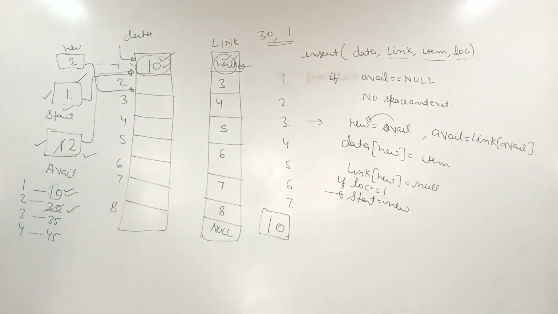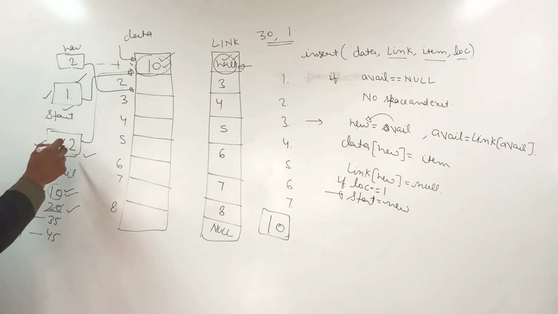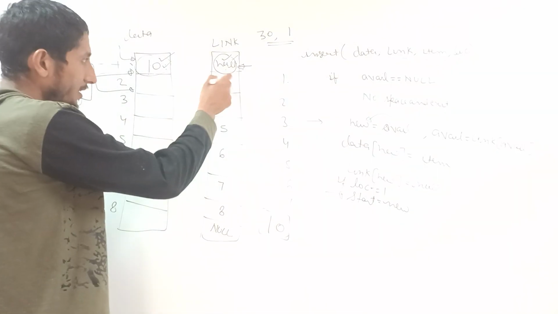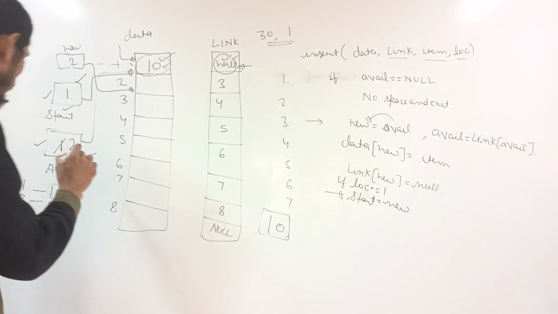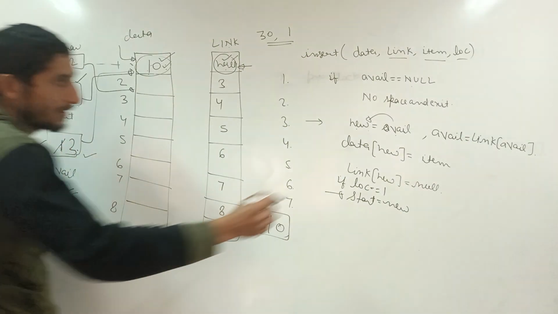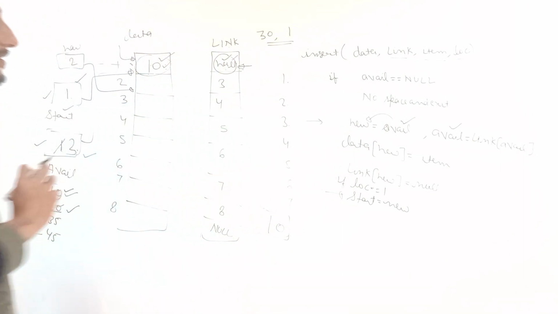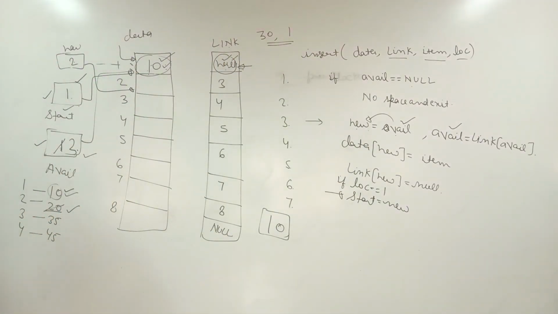And it is saying that the first free block was at block number 2, but the moment block number 2 will be occupied, where will the next free block be? The next free block can be found at block number 3. So I have to put 3 here. So I have executed this line as well as this line. Are you following this?